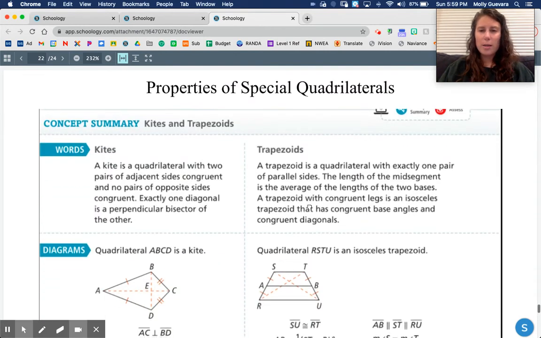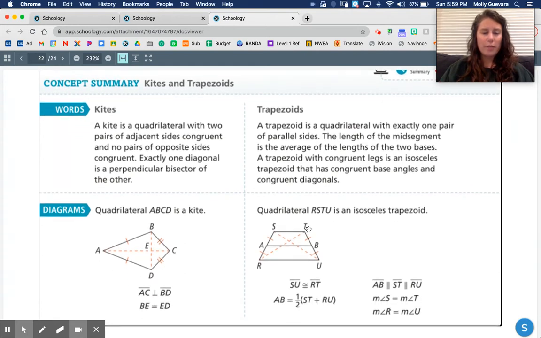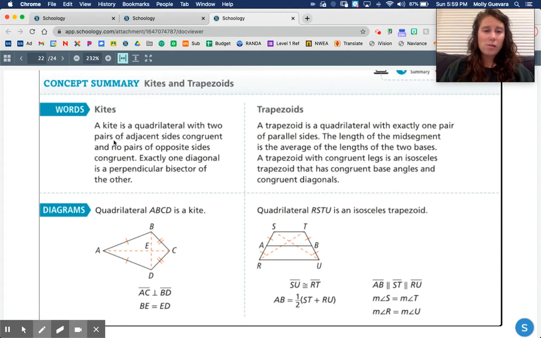If you keep scrolling, the next page in your packet is all about the different properties of kites and trapezoids. Here we have the definition of a kite, right? A kite is a quadrilateral with two pairs of adjacent sides congruent. That means AB and AD are the same, and BC and DC are the same.